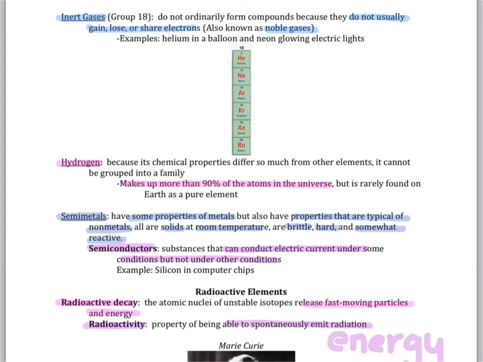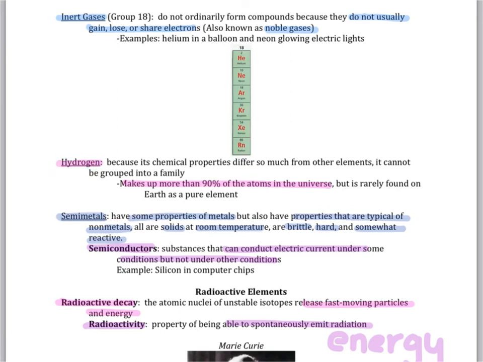We also need to discuss the inert gases. That's group 18. These do not ordinarily form compounds because they do not usually gain, lose, or share electrons. They're also known as noble gases. Examples of them include helium in a balloon and neon in our glowing electric lights.